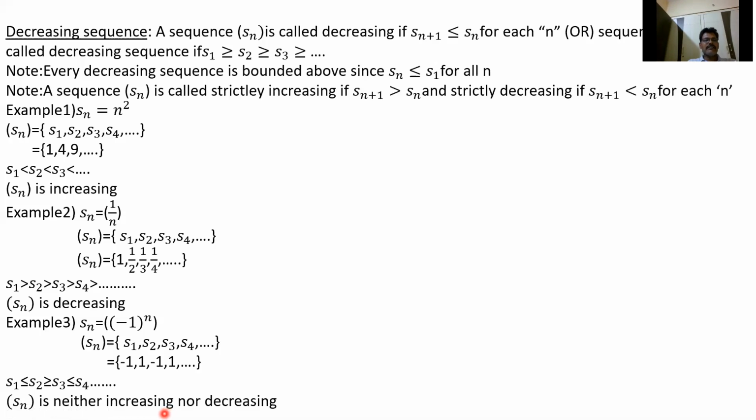This sequence is called an oscillating sequence. It oscillates between -1 and +1. That's why it is called an oscillating sequence. So simple, you can easily catch it. These terms are in increasing order, so it is an increasing sequence. These are in decreasing order, so it is decreasing.